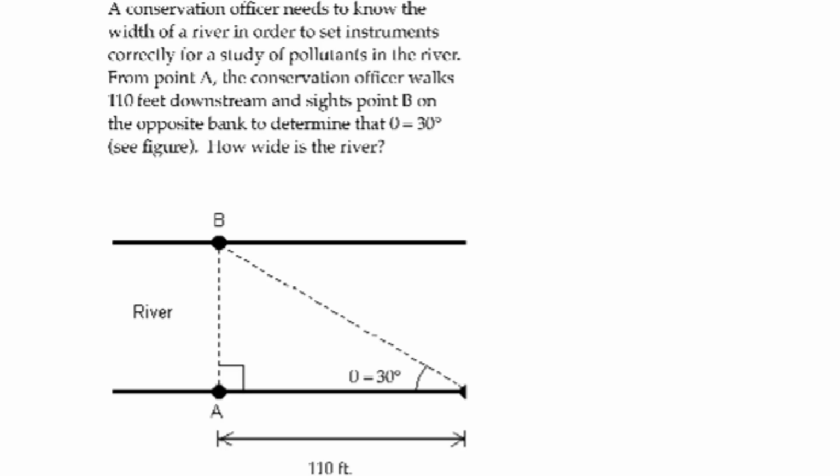A conservation officer needs to know the width of a river. So we're trying to find this width right here, in order to set the instruments correctly for a study of pollutants in the river. From point A to point B, the conservation officer walks 110 feet downstream and sights point B. And you notice it creates a right triangle.